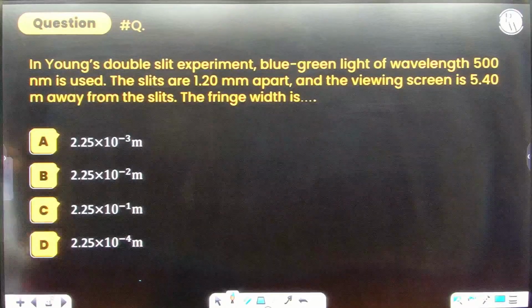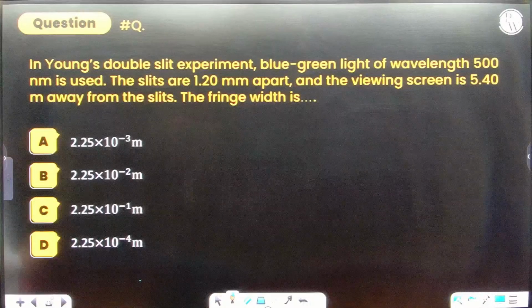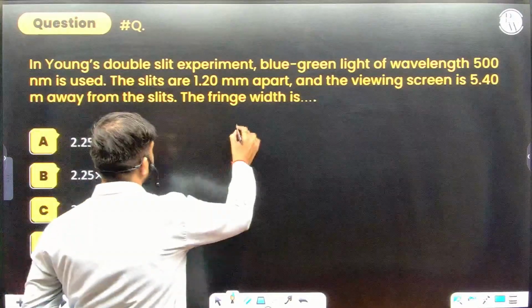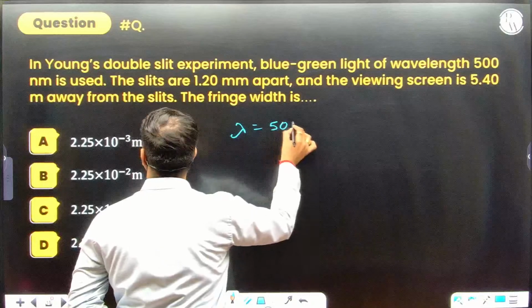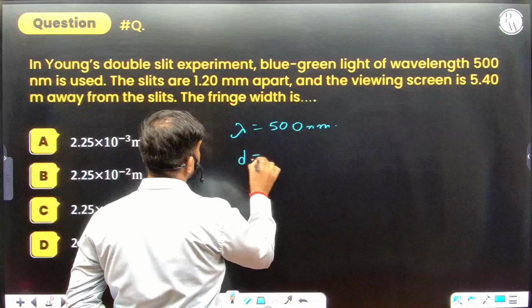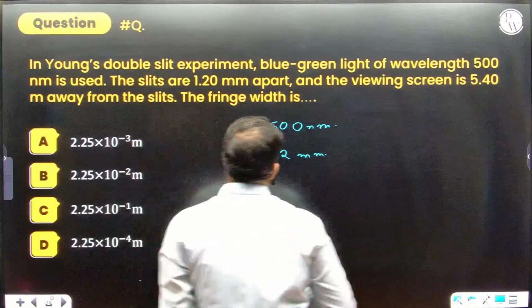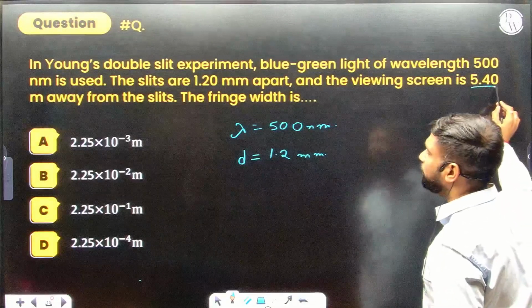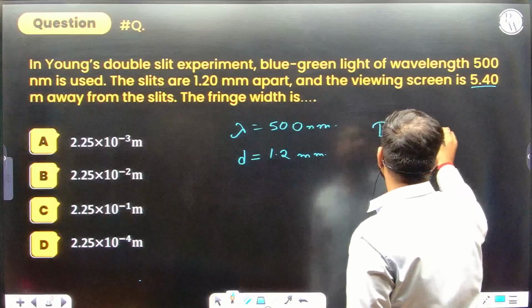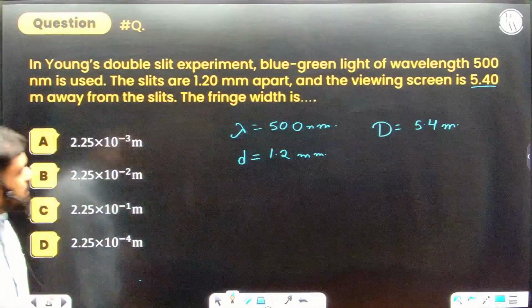They are saying in the YDSE, blue-green light of wavelength 500 nanometers is used. The slits are 1.2 millimeters apart. So lambda is given 500 nanometers. The distance between the slits, small d, is 1.2 millimeters, and the viewing screen is 5.4 meters away from the slits. That means the capital D distance is 5.4, which is quite large, as should be. They are asking the fringe width.